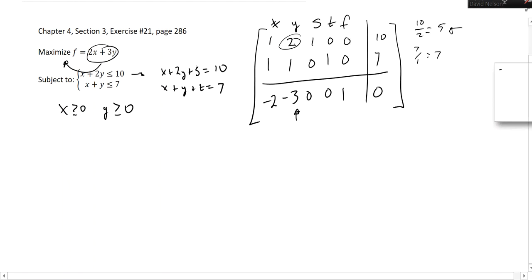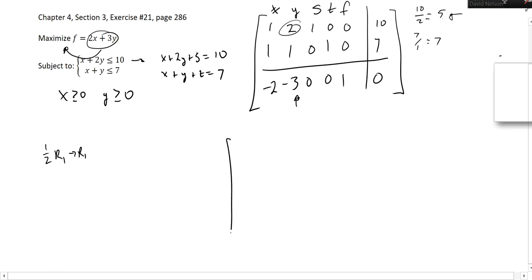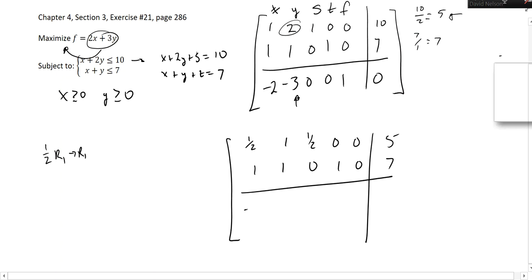What I want to do is turn the 2 into a 1 and then use that 1 to create zeros below it. So I'm going to start by doing 1/2 times row 1 and put it into the row 1 spot. Divide everything in row 1 by 2. That gives 1, 1, 0, 1/2, 0, 5. The other two rows stay the same.